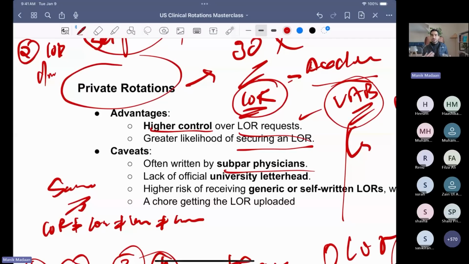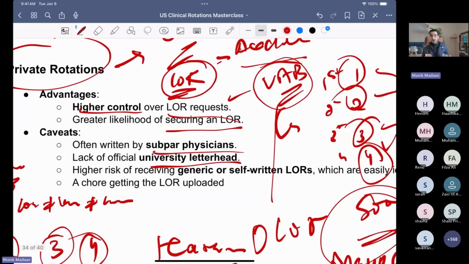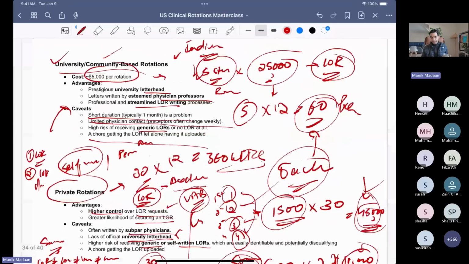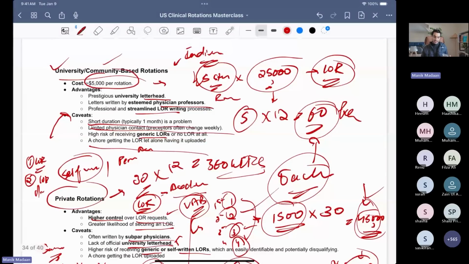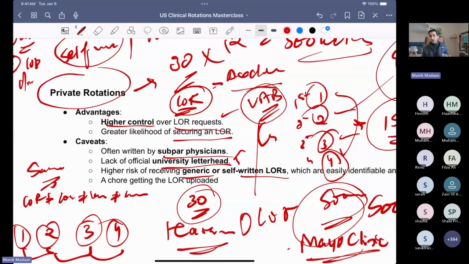Nobody recognizes them, right? Secondly, the lack of a university letterhead itself is a problem. A community hospital rotation is great, but again, university tends to be limited. Most private rotations don't offer university letterheads. And the generic or self-written LORs are higher because the number of people in a rotation, 30, is higher. So you would see sometimes, yes, university can lead to a generic LOR, but not as often as a private rotation. And it can also be a chore getting your LOR uploaded, because 30 into 12 is 360, right?